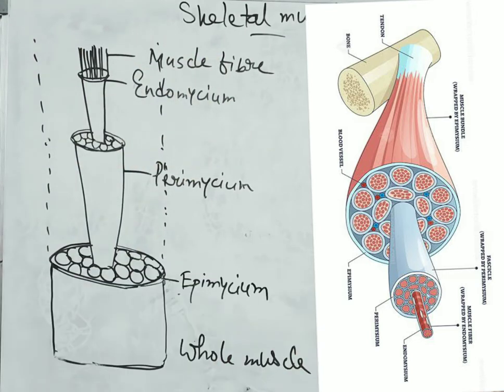So this is about the whole muscle bulk. Generally, epimysium is the entire muscle covering, perimysium is the bundles of muscle fibers, and endomysium is the individual muscle fiber covering.